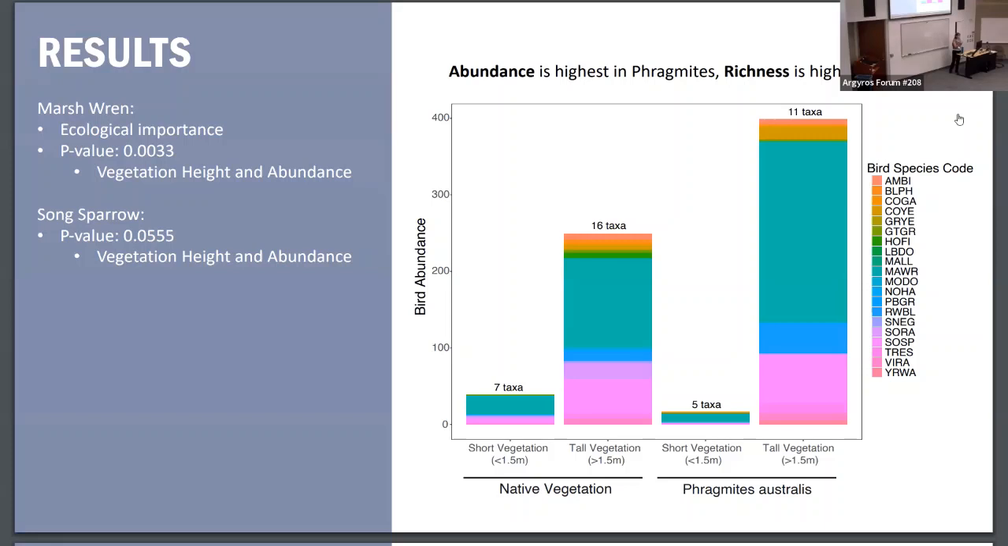And so I wanted to understand the relationship between the marsh wren, which is the teal color that you see, and vegetation height and abundance. To do this, I calculated a linear mixed effects model, which is a multivariable linear regression to get the significance of the relationship between two or more variables. I got a p-value of less than 0.05, which means that there is a significant relationship. I also did that with the song sparrow, which is the purple-ish color that you're seeing, but I found no significant relationship.